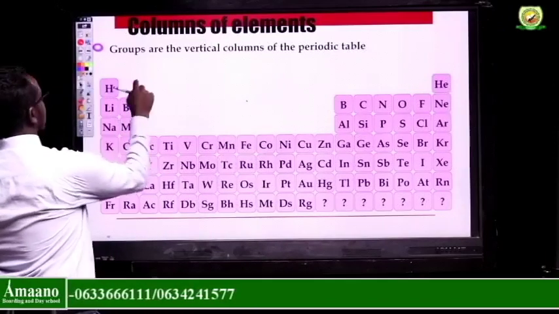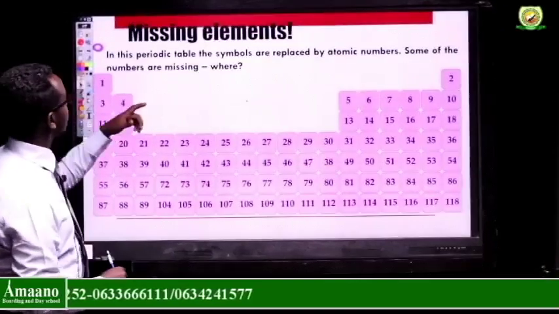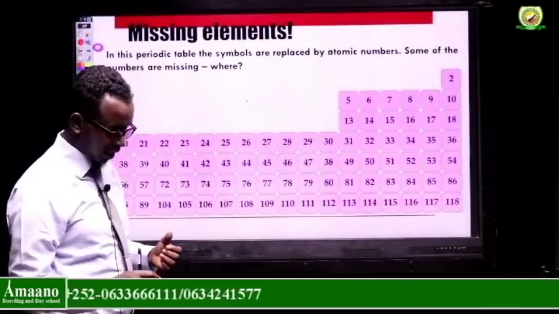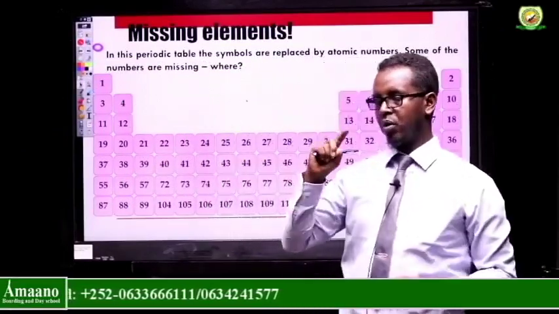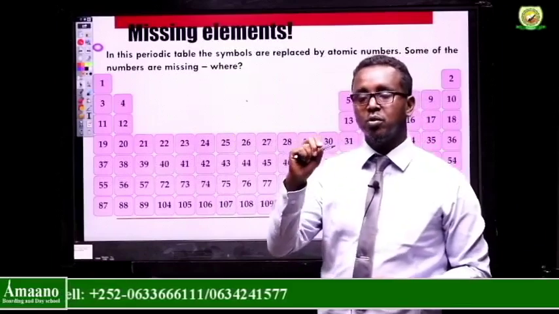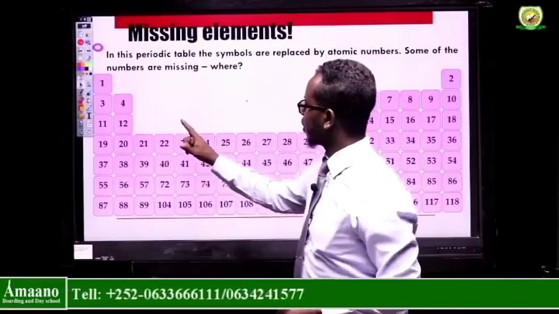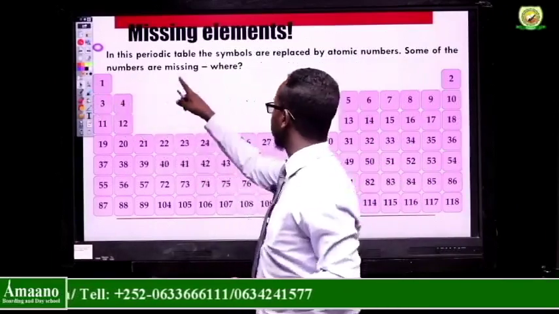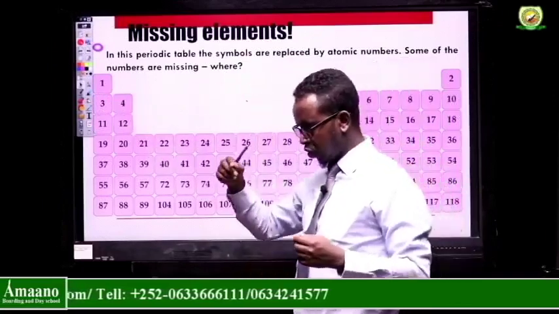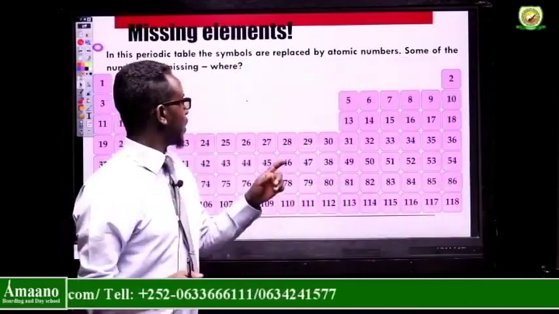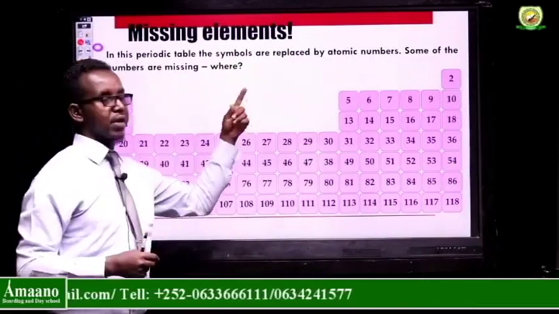If we keep going, these are the 8 groups of our periodic table. Here we have missing elements. First, we mentioned that the modern periodic table is based on atomic number. For example, start from this one. It has 1, 2, next to that 3, 4, 5. So if we start from hydrogen, helium, lithium, beryllium, boron, carbon.